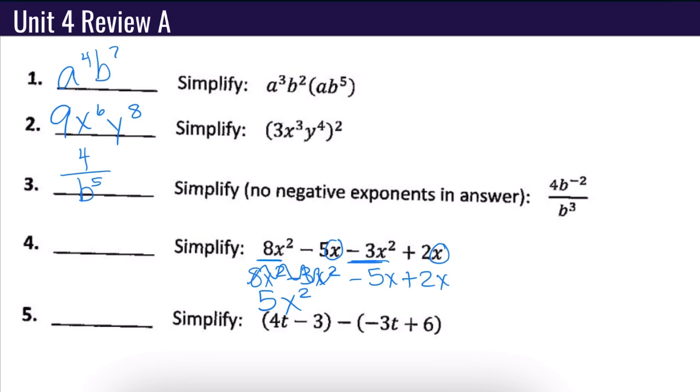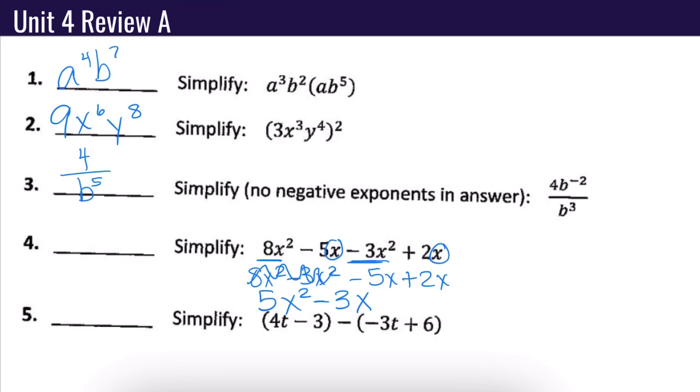Now we have a negative 5x plus 2x. So we're going to keep the x. Negative 5 plus 2, you can do it on your calculator, or you can think about money. I owe someone $5. I pay them $2. Do I still owe them money? Yes. So my answer is going to be a negative number. How much money? I still owe them $3. So negative 5 plus 2 is negative 3.